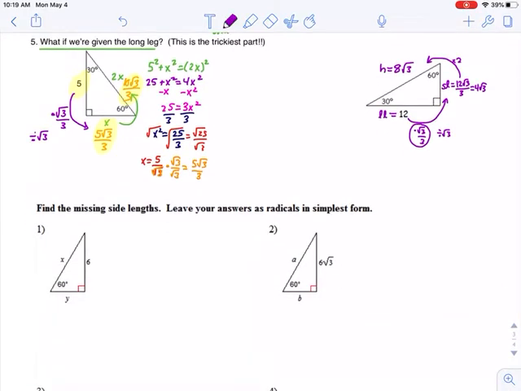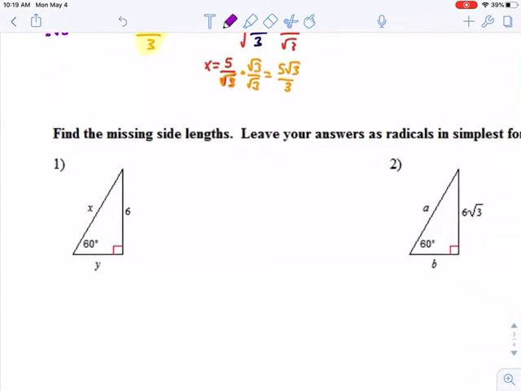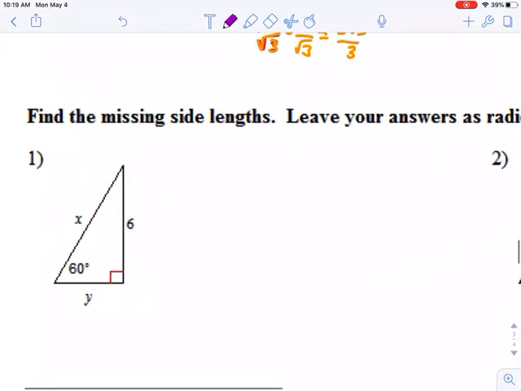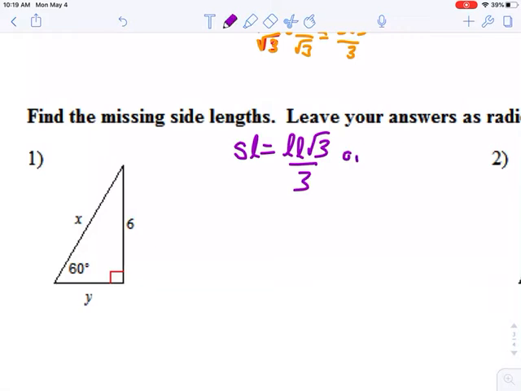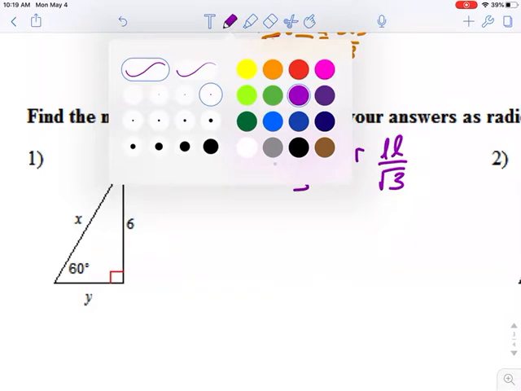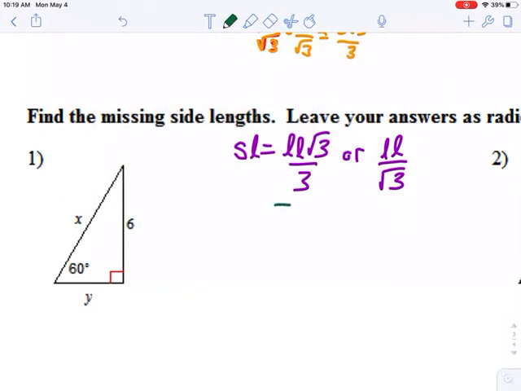But here, let's still go ahead and apply them. All right, so let's even write that out. Let's write short leg equals long leg radical 3 over 3, or long leg over radical 3. Same thing, just one has a rationalized denominator.